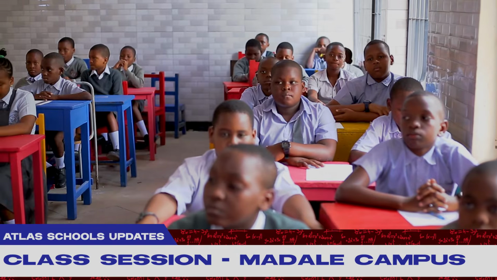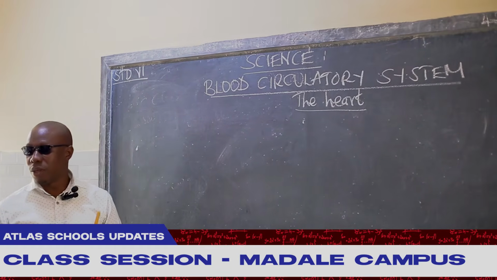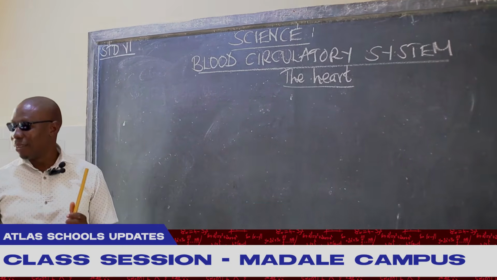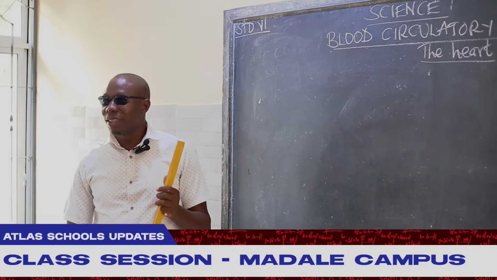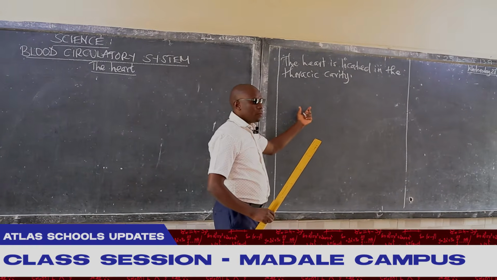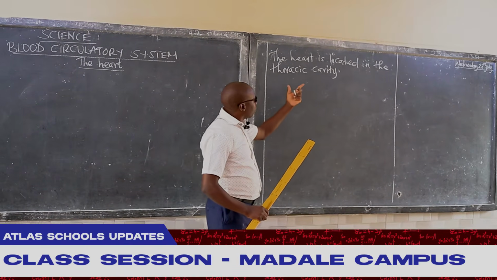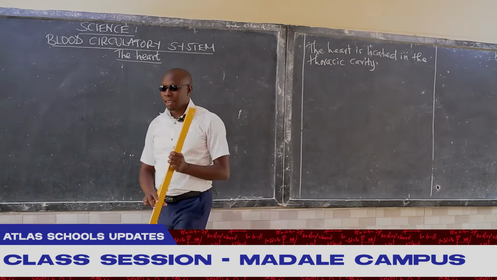We are continuing with the blood circulatory system, and today we are going to consider the heart. First, on which part of the body do you find the heart? Where do you find it? Thoracic cavity. So the heart is located in the thoracic cavity.